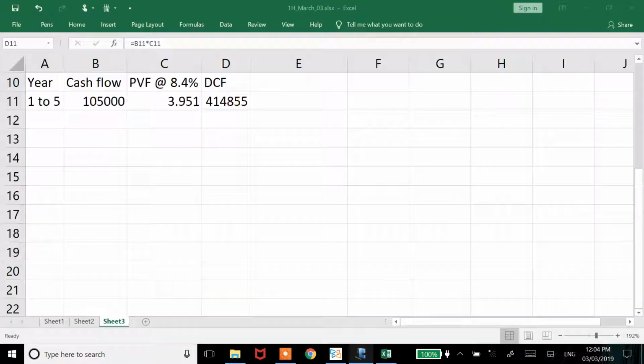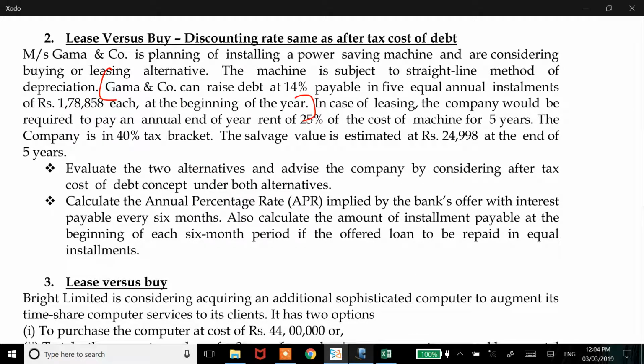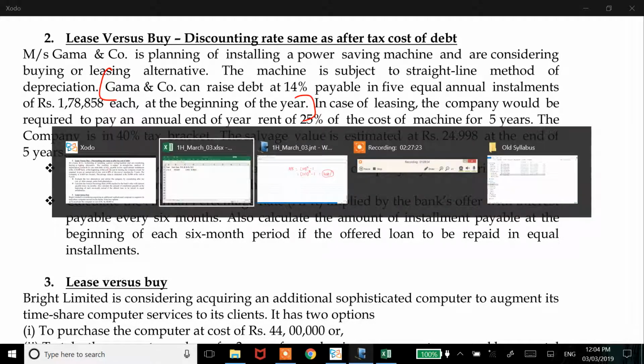Okay. Now they're asking, what should be the installment if the repayment happens at the beginning of each 6-month period? How many years is the loan?